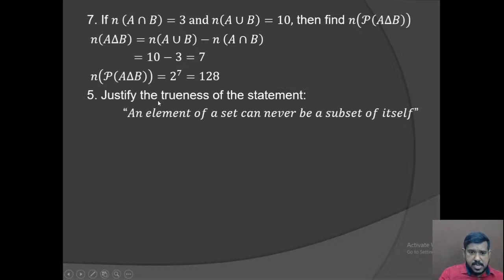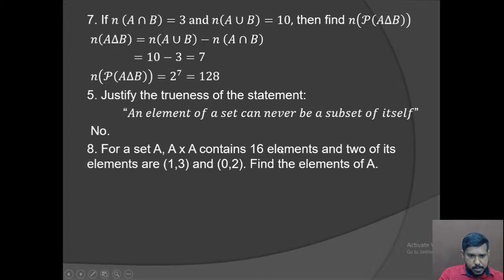Now justify the truthness of the statement. What is given? Any element of a set can never be a set of itself. So consider a set containing, suppose, 5 elements. Each element from the set you can take as a subset. Taking individual elements or grouping 2 or more elements, you can write them. Such a way of writing is called the power set also. So every element in a set is a subset of the particular set itself. But it's given that it can never be a subset. So the entire statement is wrong. So we can say this is not true, it is false. So we say that it is no.